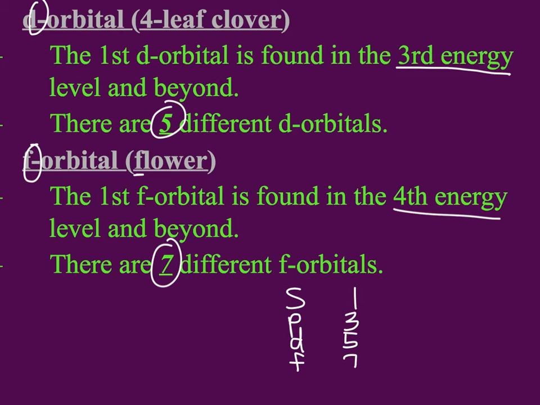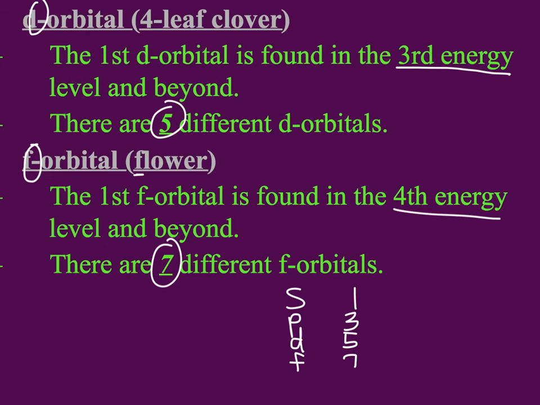So you see the pattern? 1, 3, 5, 7. 1, 3, 5, 7. Okay? So remember, this is all based on probability and statistics and mathematics, so you're going to see these patterns. So 1, 3, 5, 7, S, P, D, and F.